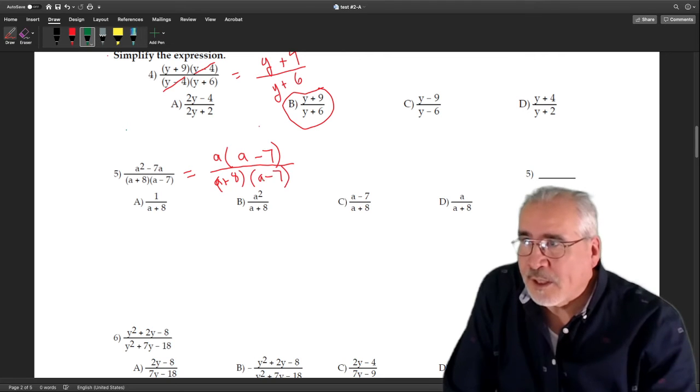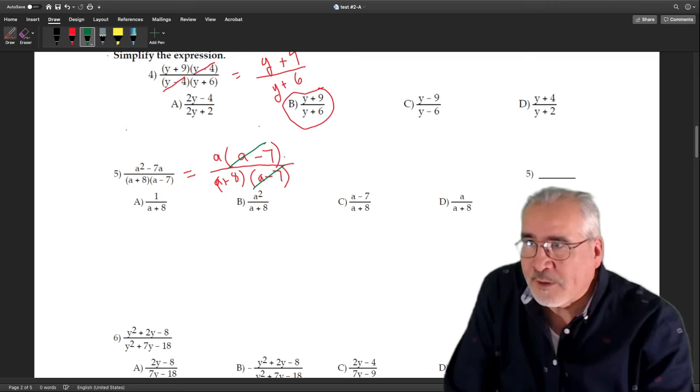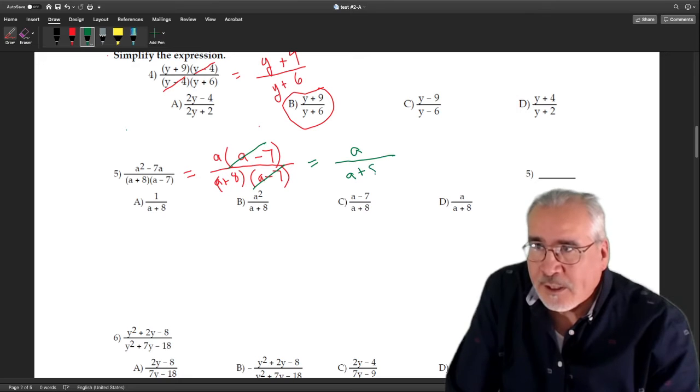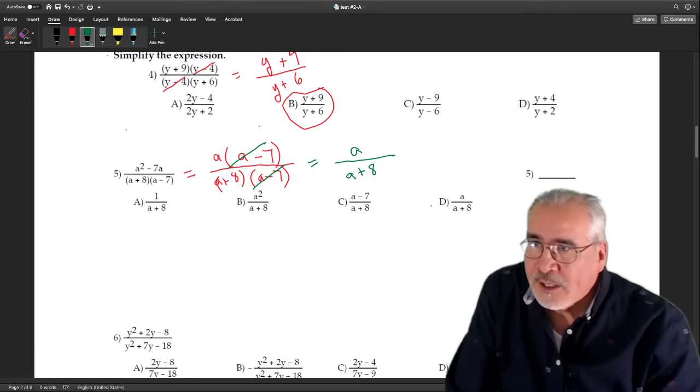And we see that whenever we have the same thing in top and bottom, that's a factor of 1. So a minus 7 divided by a minus 7 is 1. And that's what's left behind, an a in the numerator and an a plus 8 in the denominator. That's our answer.